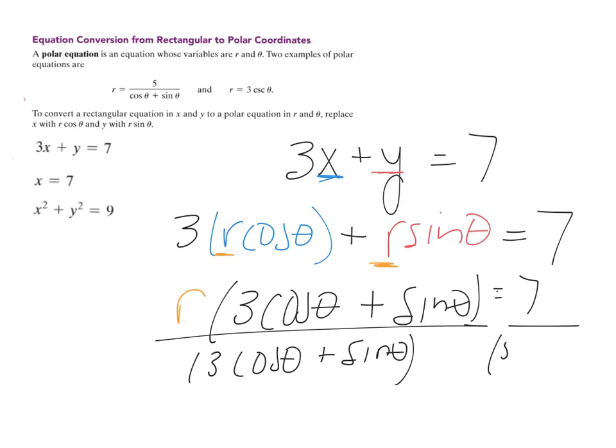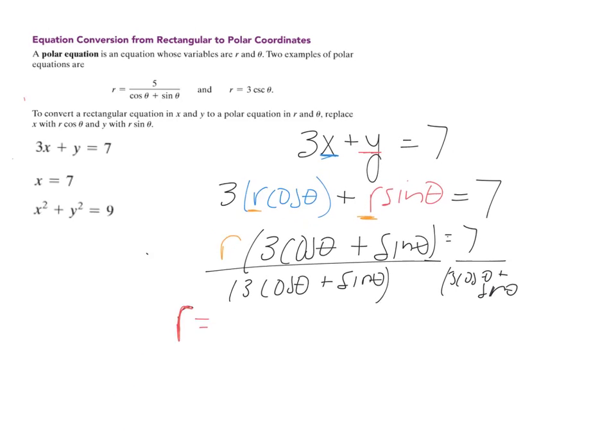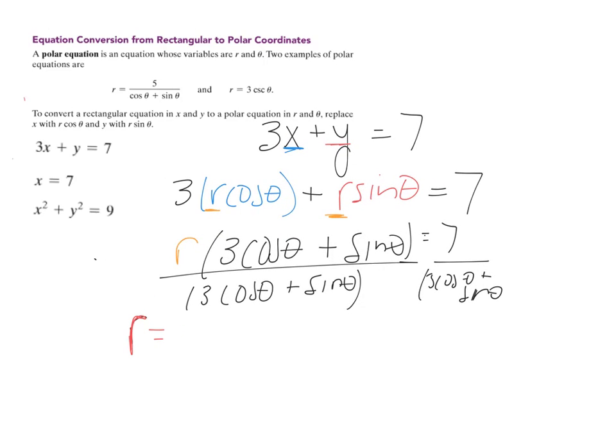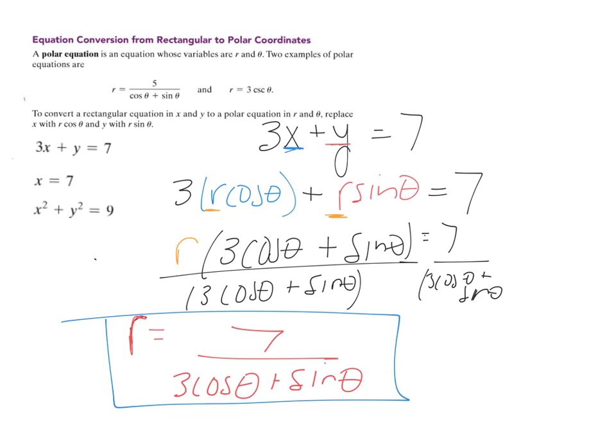I'm going to run out of space. Sorry. Totally ran out of space. So ultimately, r, I'm going to write it nice and pretty in red. I thought I switched colors. There we go. r equals, because I'm running out of space, you know what? Forget it. I can do this. Boom. See, look at that. I got more space. It equals 7 divided by 3 cosine theta plus sine theta. And that, good children, is your answer.